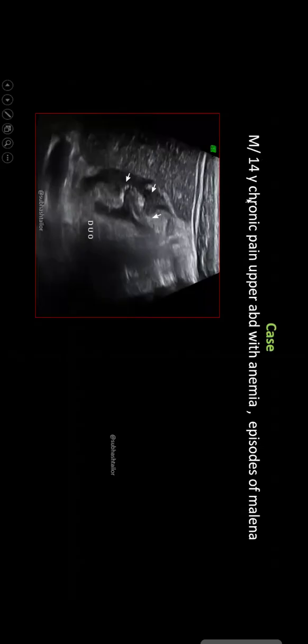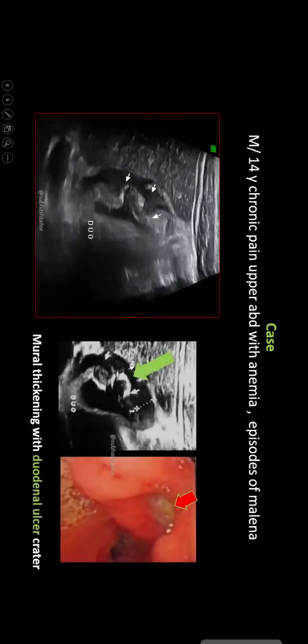A 14-year-old boy presenting with anemia, chronic blood loss because of this ulcer. And this ulcer appears to be a chronic ulcer. This is not an acute ulcer. This appears to be a chronic ulcer. The wall is massively thick. The patient went for pediatric endoscopy, and the endoscopy shows a large ulcer resembling our ultrasound image. So this is how we can even pick up a duodenal ulcer.